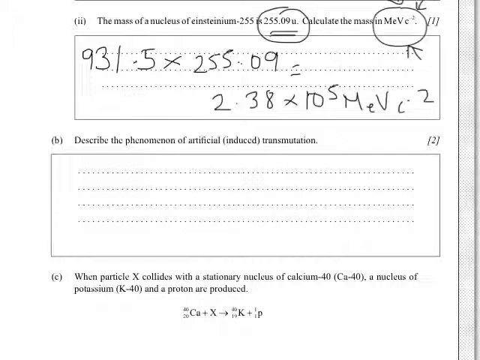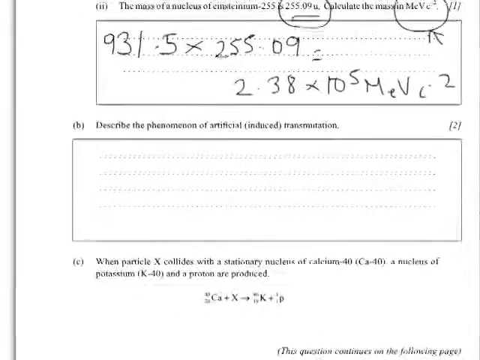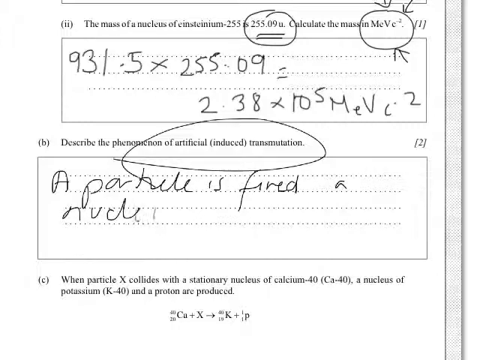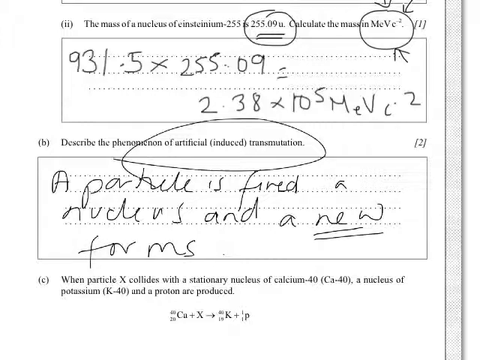Describe the phenomenon of artificial transmutation. Okay, so this is something that's come up a few times in this paper, and the multiple choice as well. Basically, it's when a particle is fired at a nucleus and a new substance forms. Basically, it's making an artificially radioactive substance.